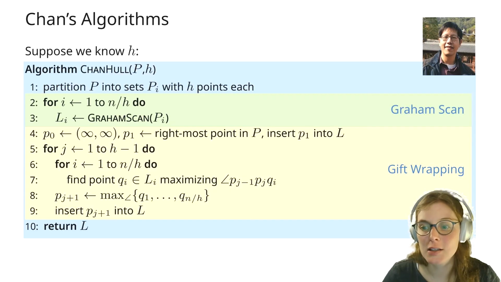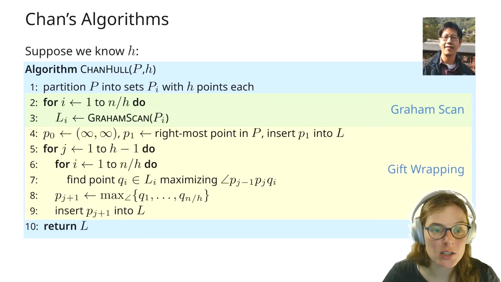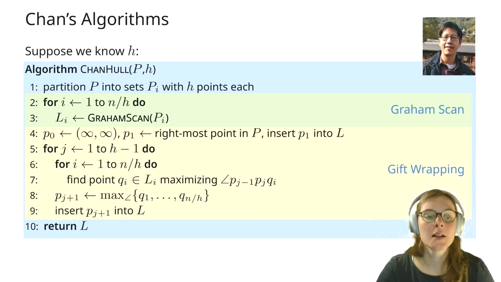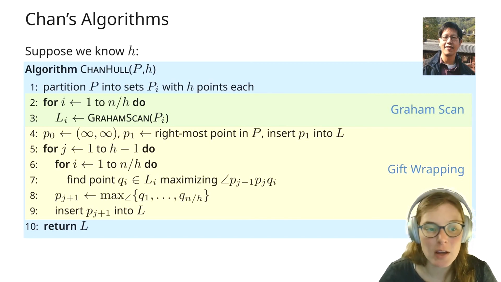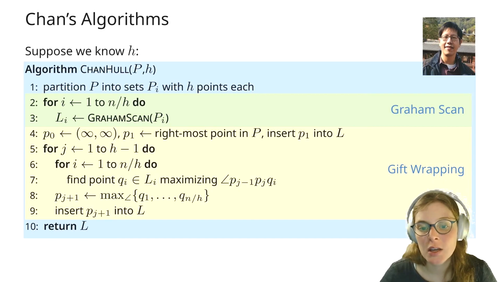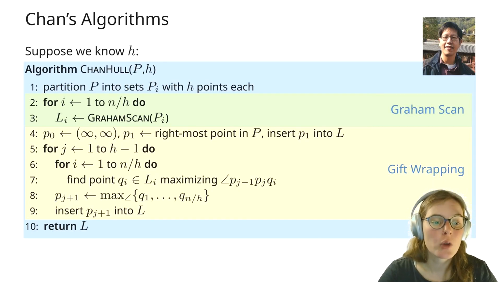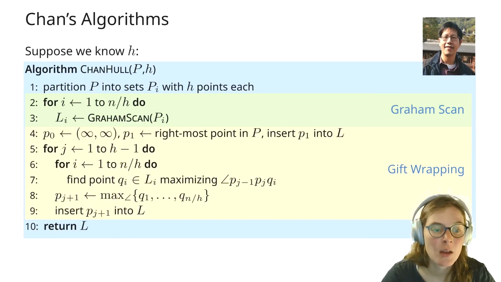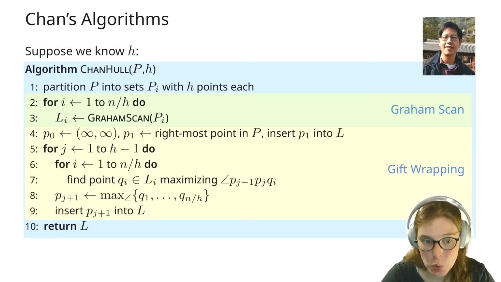So the first part is applying Graham scan n over h times. And the second part is using the gift wrapping algorithm to construct the final convex hull. So let's look a bit closer at what the gift wrapping part of the pseudocode does. Again, we start with P0 at infinity and P1 being the rightmost point in the set P. And then we repeat the following operation h times. We have the nested for loop that goes over all subsets Pi, and within each subset, it finds the point Qi that maximizes the angle Pj minus 1, Pj, Qi. Finally, in line 8, out of all these maximum points within each set, it finds the global maximum point that will be added to the list.